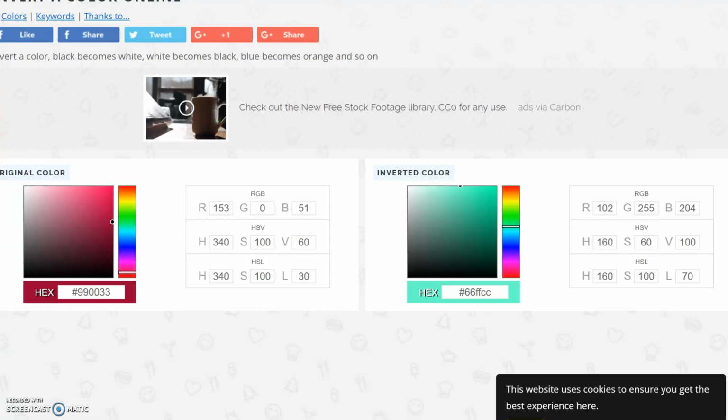And then if we convert those numbers into hexadecimal, so if we convert our 102 into base 16, we get 66. If we convert 255 in base 10 into hexadecimal, we get FF. And if we convert 204 into hexadecimal, we get CC.